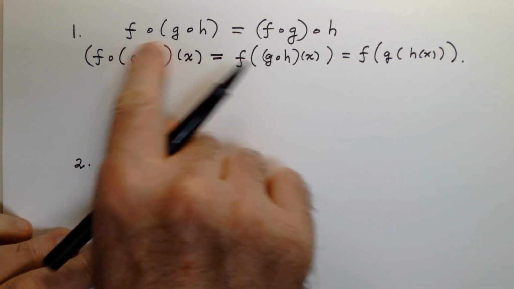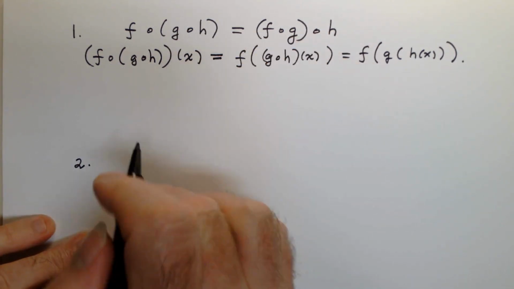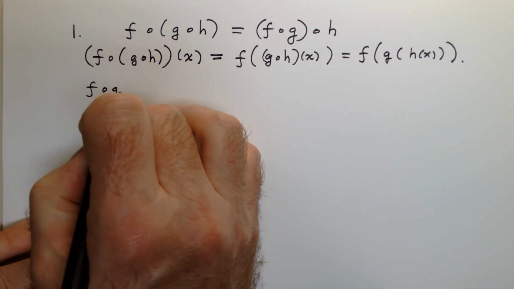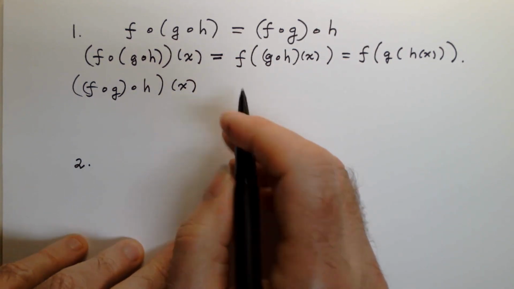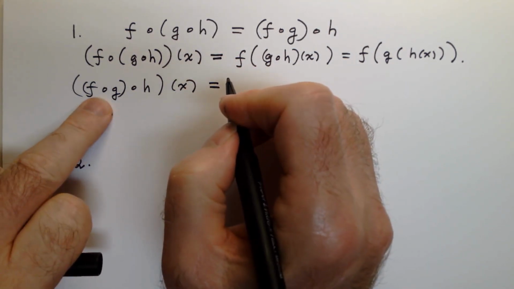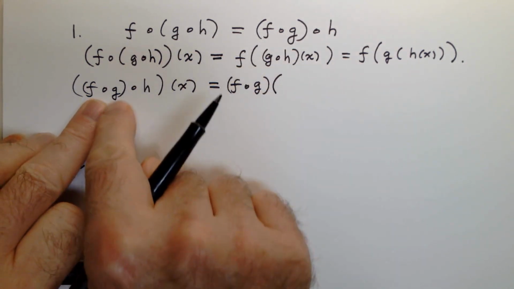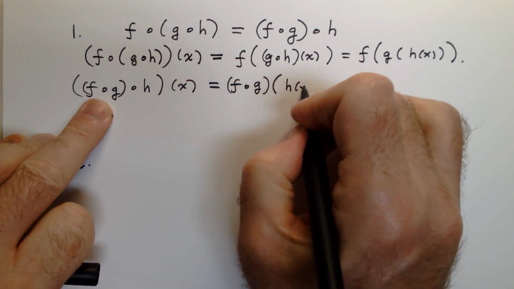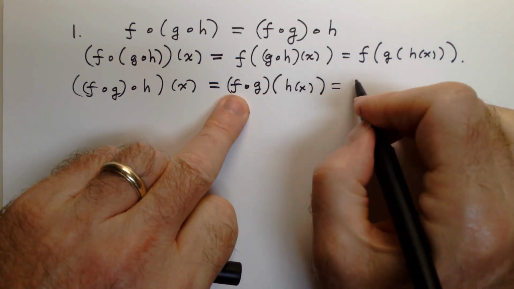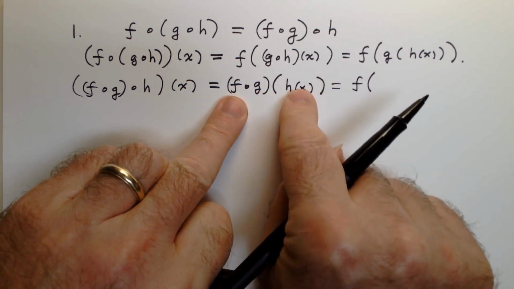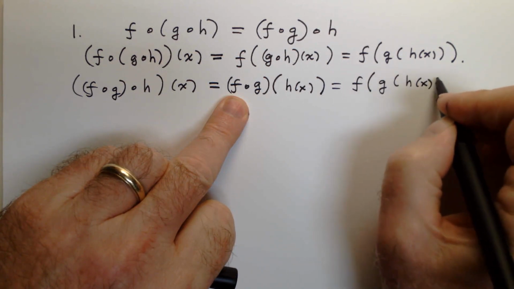Okay, so that's what happens when I take this function on the left and evaluate it at an input variable x. Now let's do the same thing on the right. If I start with f of g of h of x, I'm going to take my function here on the left, f of g, and apply it to h of x. But again, I've got a function composition here, so this will be f of g applied to this variable h of x. So f of g applied to h of x.